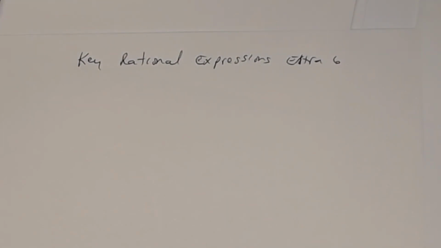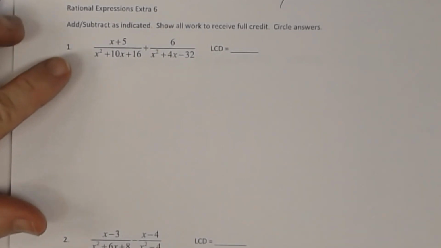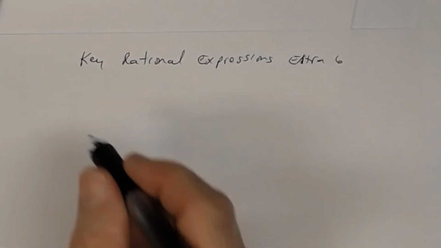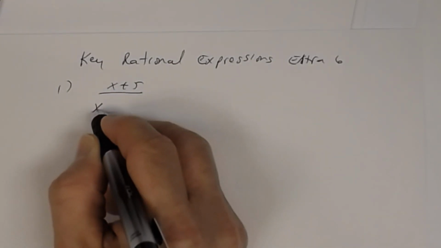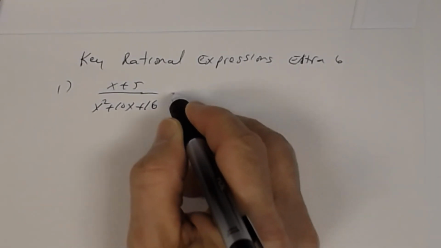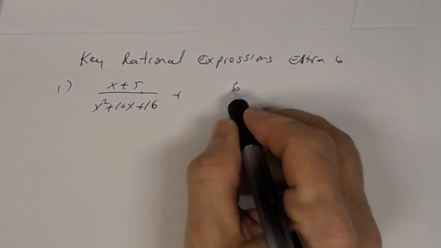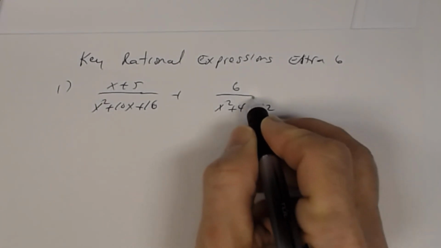This is the key to rational expressions, extra number 6. Basically you have these two rational expressions, one you're adding, one you're subtracting. Let's look at number 1. You have x plus 5 divided by x squared plus 10x plus 16, and then you're adding that to 6 divided by x squared plus 4x minus 32.